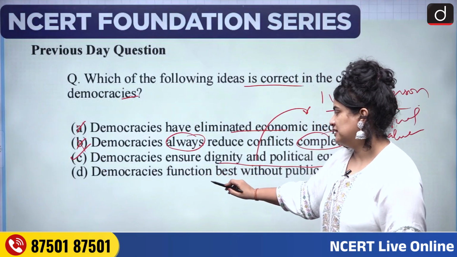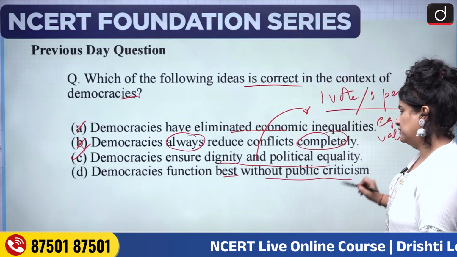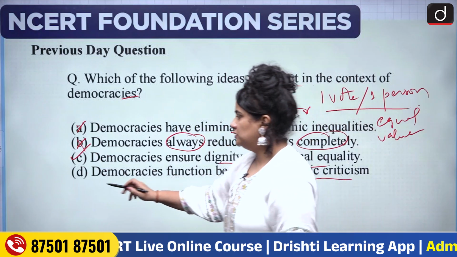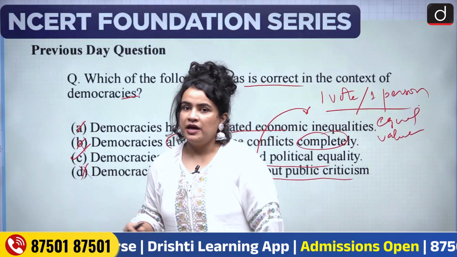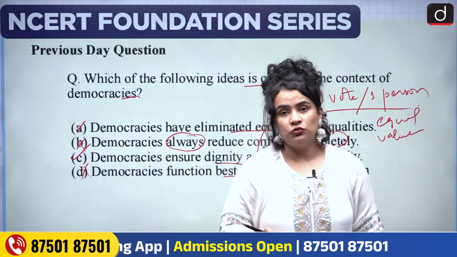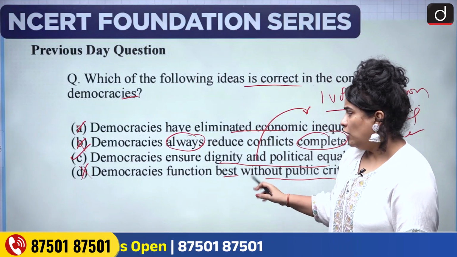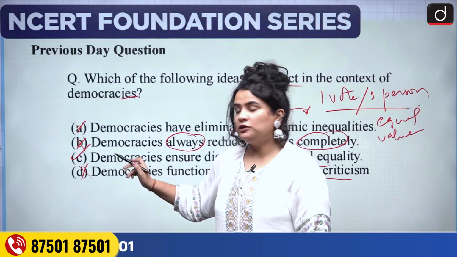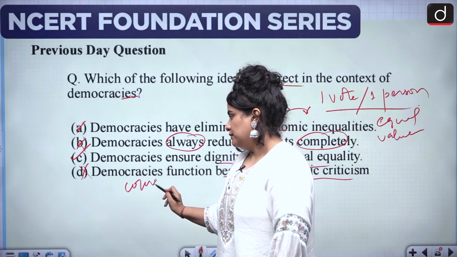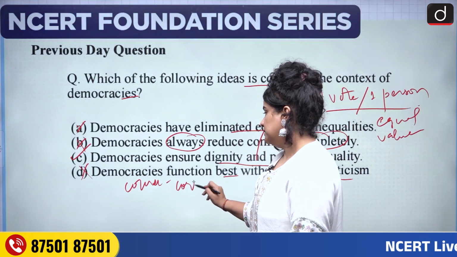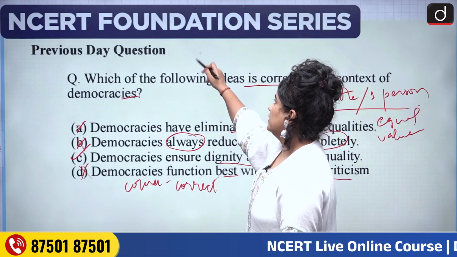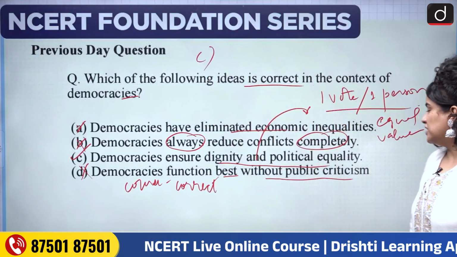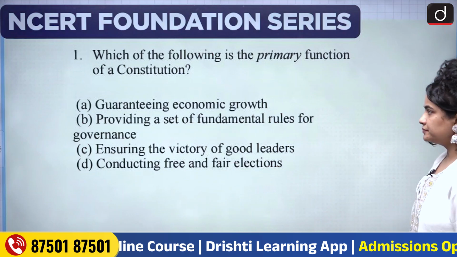Option D says democracies function best without public criticism, whereas in the preceding videos we've discussed that public criticism is the fundamental cornerstone of any democracy, without which democracies will be unable to course correct. Alright, so with this we arrive at our correct answer, which happens to be option C.